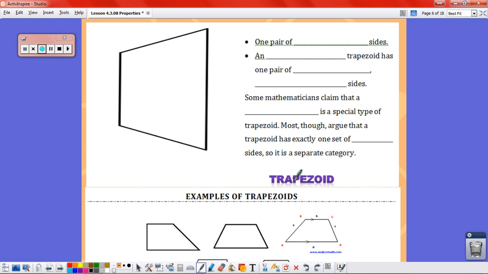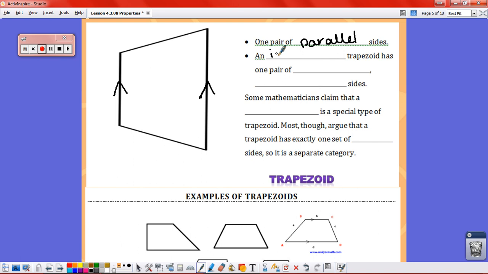Alright, next is a trapezoid. A trapezoid has one pair of parallel sides, and we mark that like this. These two sides are parallel. Turning them into this little arrow thing means that those are parallel.